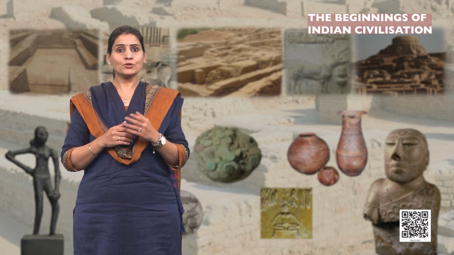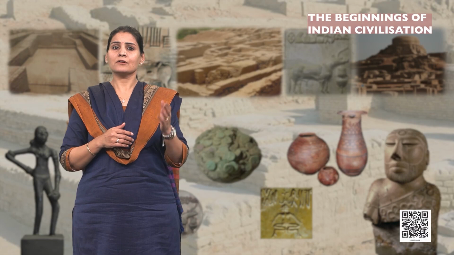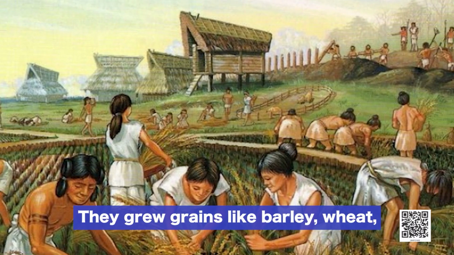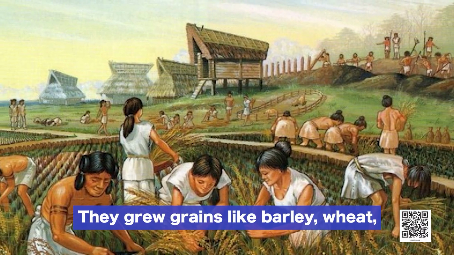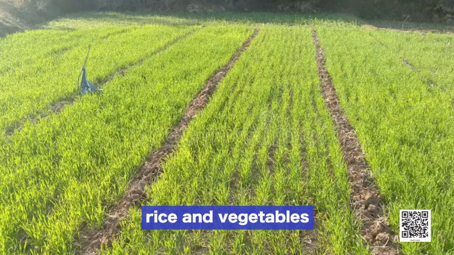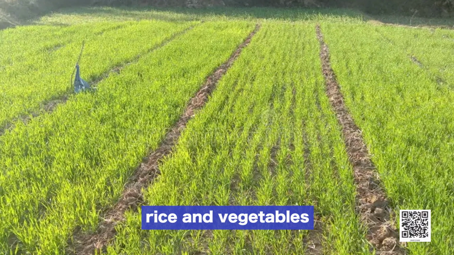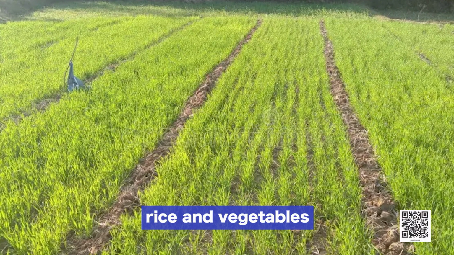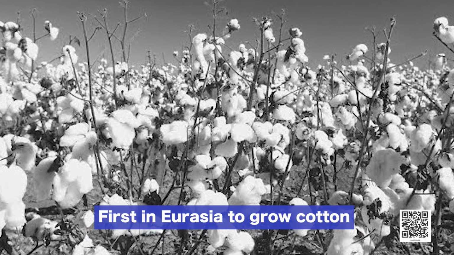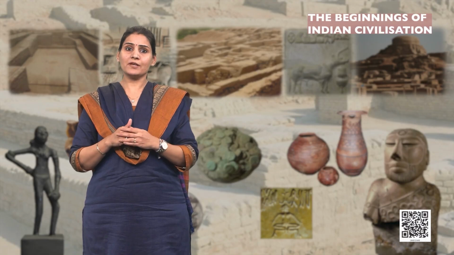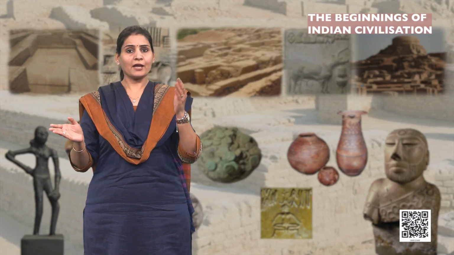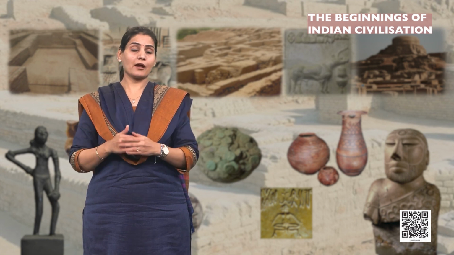Archaeological findings show that the Harappans were really advanced when it came to farming. They grew grains like barley, wheat, and even some type of millets. Sometimes they also grew rice along with pulses and lots of vegetables. Did you know the Harappans were the first in Eurasia to grow cotton? They used to weave it into clothes. They also raised animals for meat and fished in both rivers and the sea.